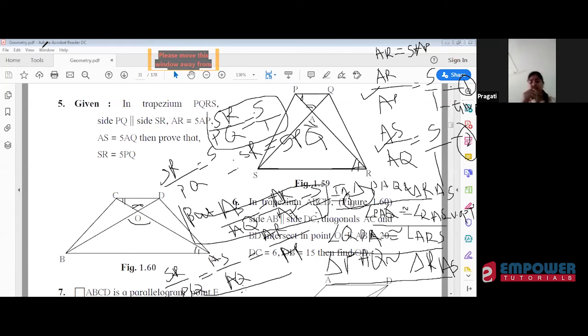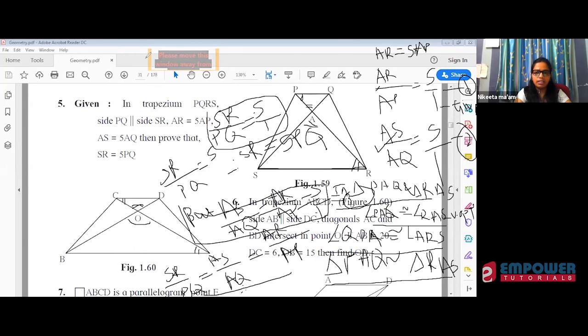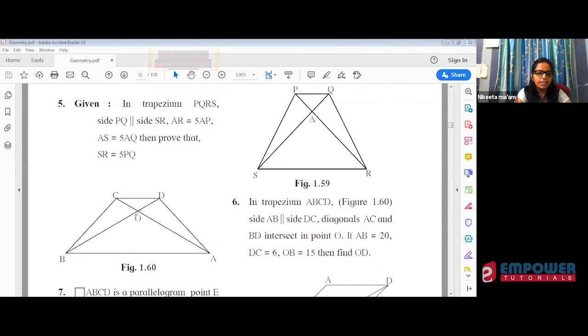Okay, so I will clear this. Basically you have to use the same double A test over here. These are two vertically opposite angles, so these two are congruent. Then these are alternate interior angles, so these are congruent.